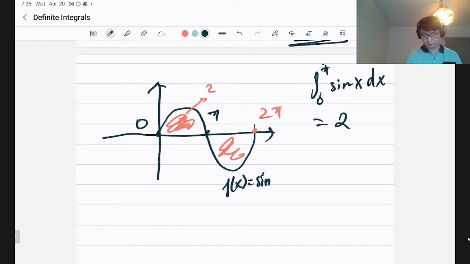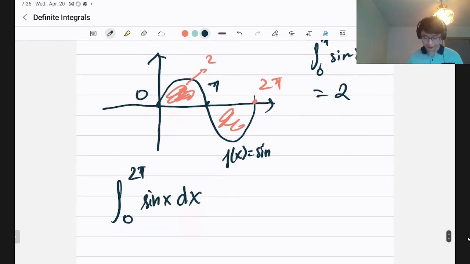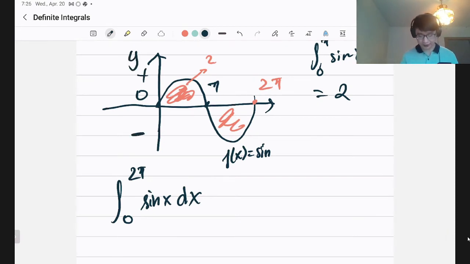Now, again, if I want to measure the area from 0 to 2 pi, well, that means it depends. Let's say the integral of sine x dx, right? From the previous problem, we kind of know that this area is on the positive side of the y, and this area is on the negative side of the y. So these two have to be equal to one another.